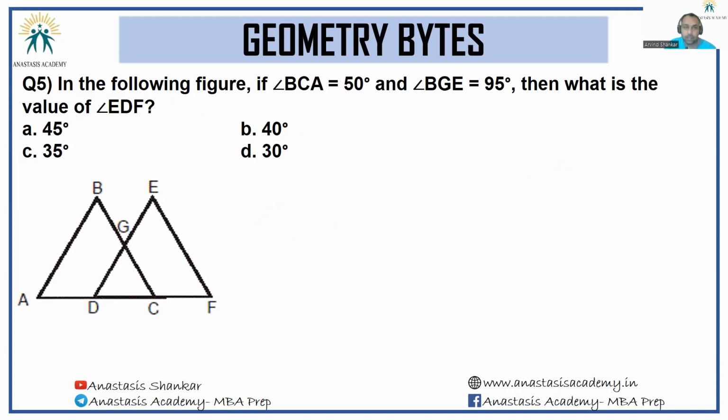Next, in the following figure, if angle BCA is 50 degrees, okay, this is 50 degrees, and BGE is 95 degrees, what is the value of angle EDF? This angle. Amazingly useless in question. Okay, see, if this is also 95, vertically opposite angles, so 95, 50, and 35, answer should be option C.